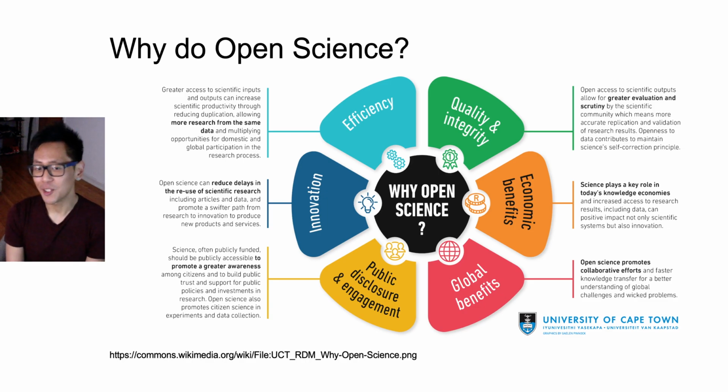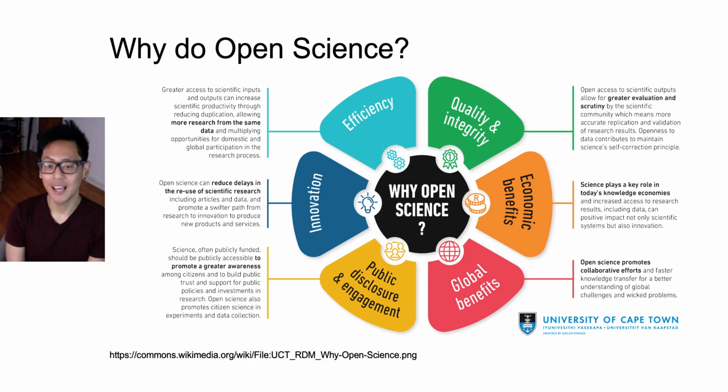And last but not least, the global benefits of open science. It promotes collaborative efforts, which have been somewhat lacking in the pursuit of science, where science tends to have been stereotyped as an individualistic pursuit for the truth, whereas collaboration and community are very important impacts and efforts as we try and improve science and try and improve the impact of science.